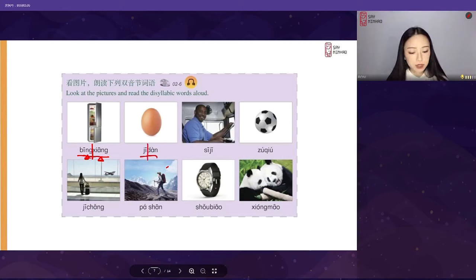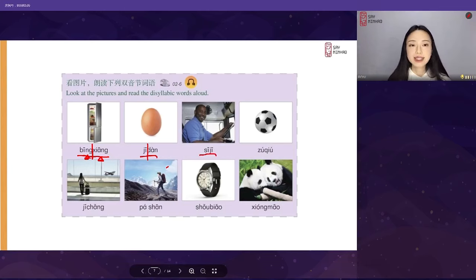Next one, egg is jidan. The first one is ji, the initial j, the final i, the tone is first tone. And dan: the initial is d, the final is an, and the tone is fourth tone. So ji, dan. Read after me, please.